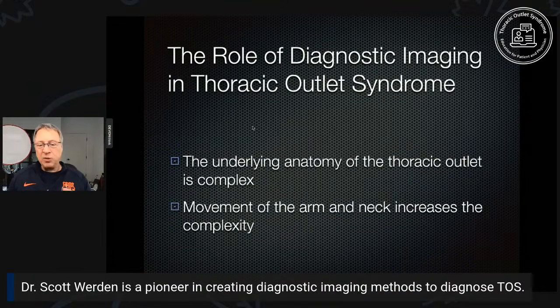So remember, the underlying anatomy of the thoracic outlet, as we've discussed before, is very complex. There's a lot of unusual soft tissues. The brachial plexus is complex. And when you add in movement of the neck and the arms, this anatomy and the spaces for those structures becomes even more complex. It's a tough disease to diagnose.